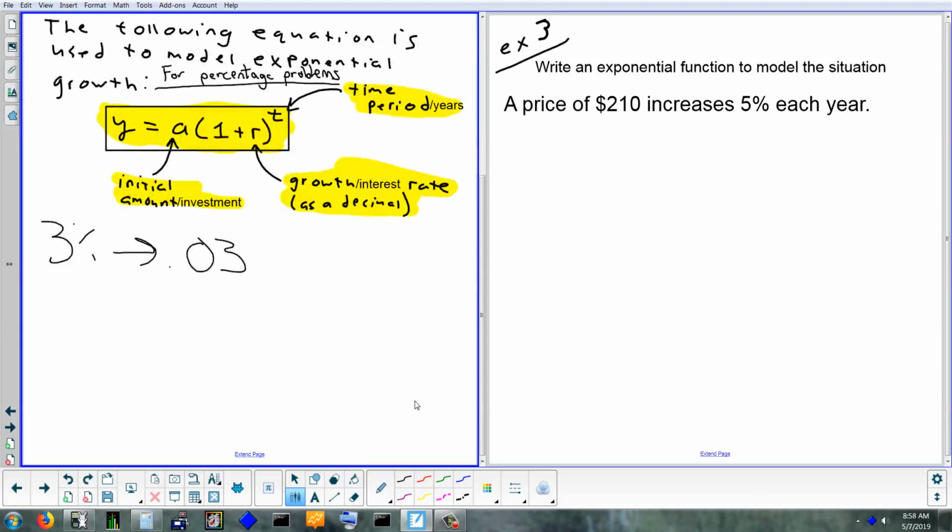So what I would do for this one, right? So write it again. Here, write an exponential function. We don't have to solve. We just have to set it up.